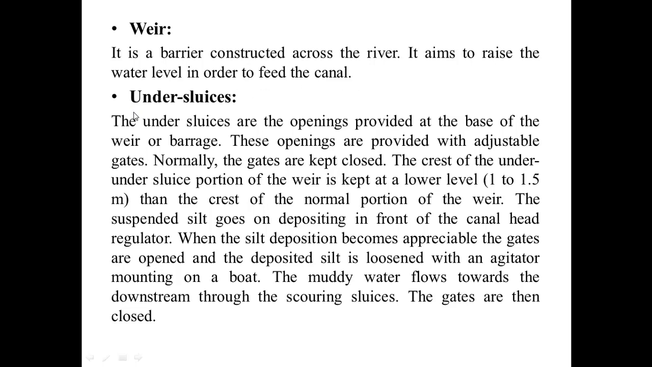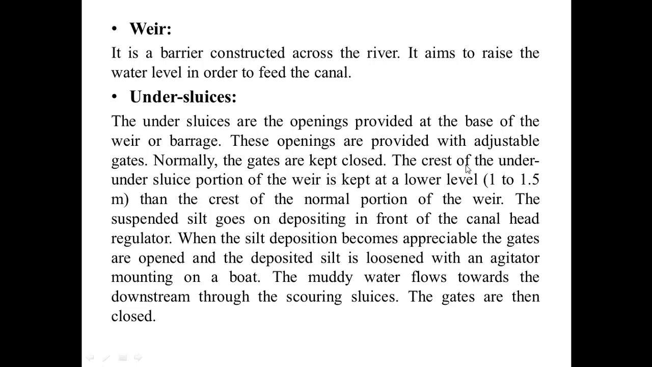The next component we have is under sluices. The under sluices are the openings provided at the base of the weir or barrage. These are small openings which are provided at the base of the weir or barrage, whichever structure you have. These openings are provided with adjustable gates. Adjustable gates are installed in these openings. Normally the gates are kept closed.